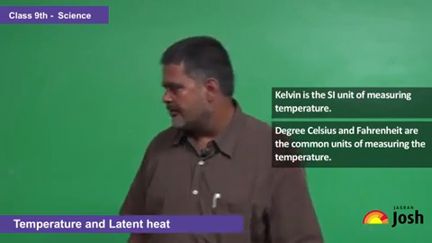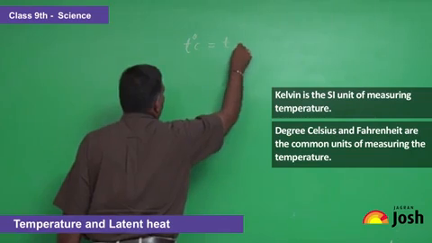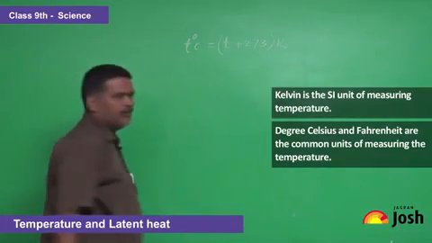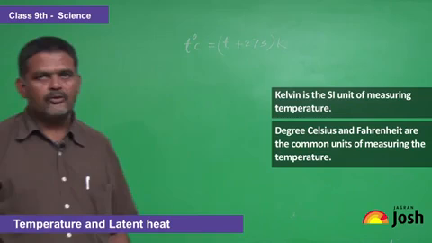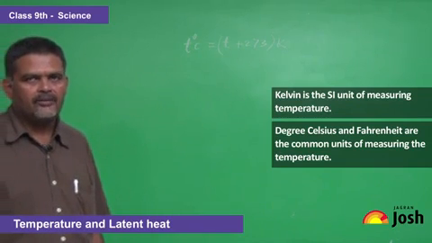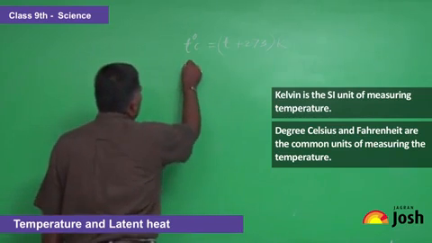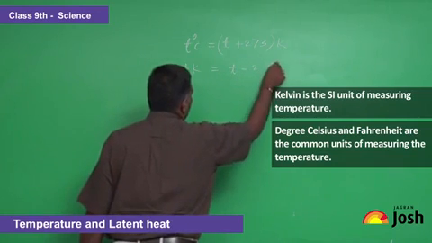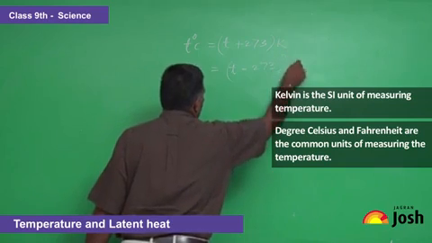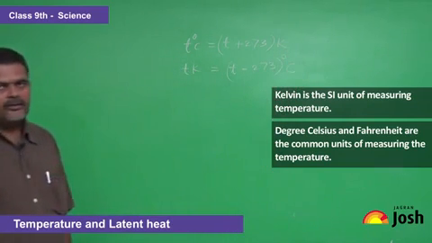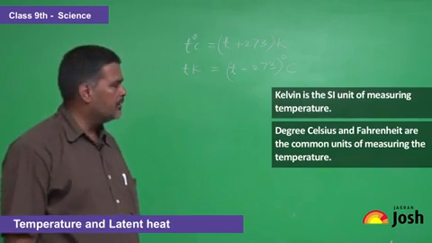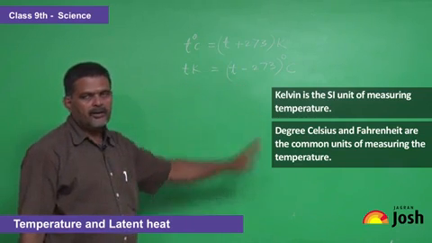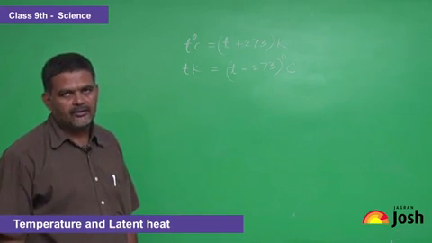What is the relation in this? The relation between degree Celsius and Kelvin is: T degree Celsius is equal to T plus 273 Kelvin. Now, if temperature is given in Kelvin scale, then it can be converted into degree Celsius by the relation T Kelvin is equal to T minus 273 degree Celsius.